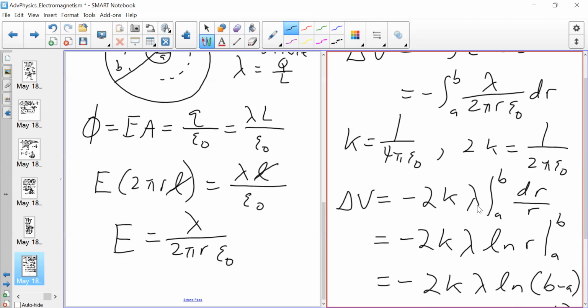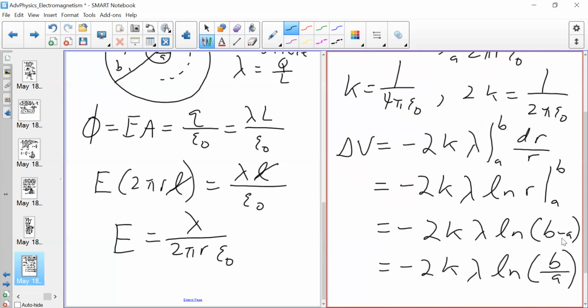Why does it read ln b minus a, and then it turns into b over a? Natural log rule, from your trig classes. They didn't teach you that? No, I'm just playing. That's just a rule of natural logs, an identity, if you will. I think it's written as ln b minus ln a, making ln b over a. I think that's how it would work.